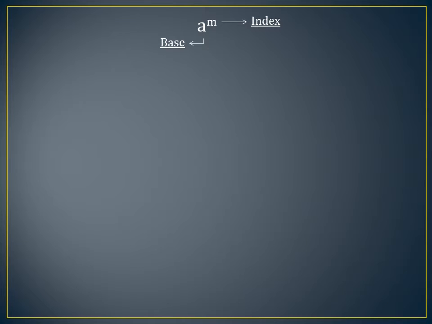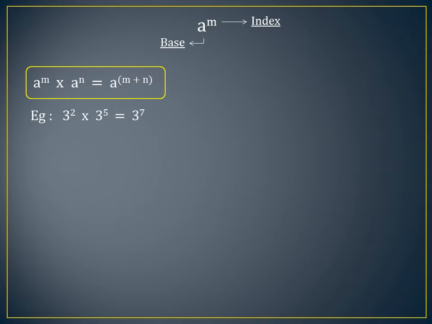Now to begin with, let's understand some laws or the rules of this chapter. First we have a raised to m into a raised to n is equal to a raised to m plus n. So if the bases are same, then the resultant will have the same base and the powers will be the addition of the two individual powers. For example, we'll have 3 raised to 2 into 3 raised to 5 equal to 3 raised to 5 plus 2, which is 7.